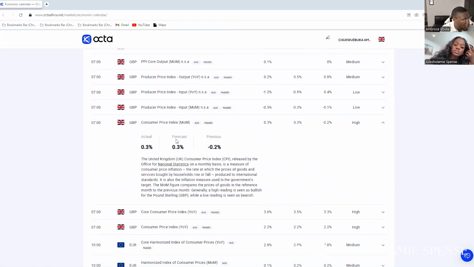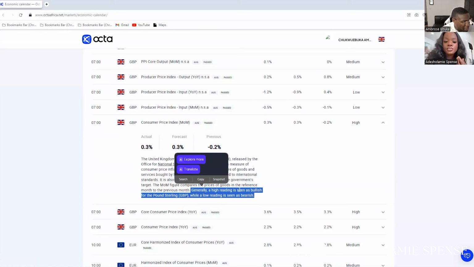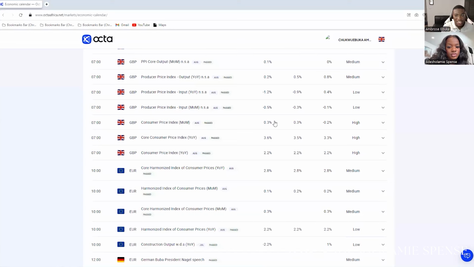For example, if you don't know what the CPI is, you click on it and Octa explains that the CPI, or the Consumer Price Index, is released by the Office of National Statistics on a monthly basis, and it's a measure of the consumer price inflation, which is the rate at which the prices of goods and services bought by households rise or fall. An important piece of information in this report is down here. Generally, a high reading is seen as bullish for the pound sterling, while a low reading is seen as bearish. And we got a high reading, and it's expected that it's going to have a bullish impact on the pound sterling.